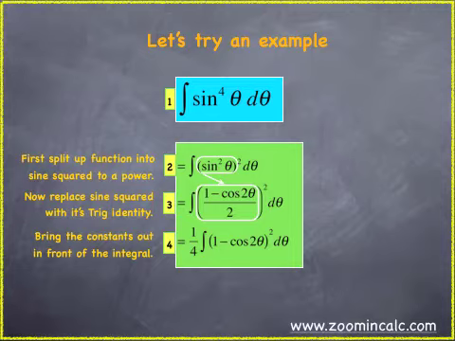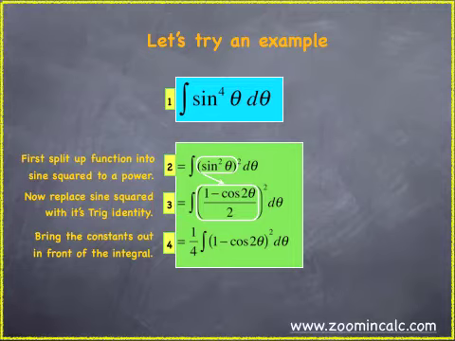And the reason we're doing that is because in item 3, you're going to see we're going to replace sine squared with a trig identity. The trig identity we're using here, and again, you can look this up, for sine squared is 1 minus cosine of 2 theta over 2.